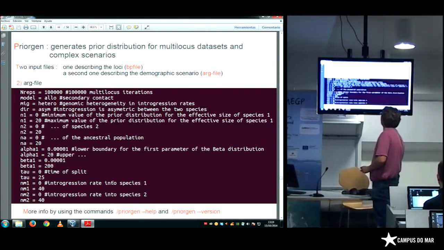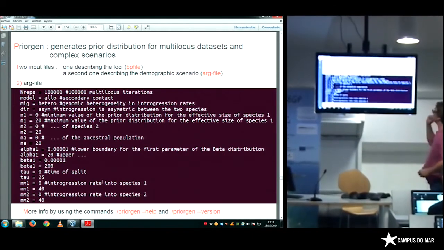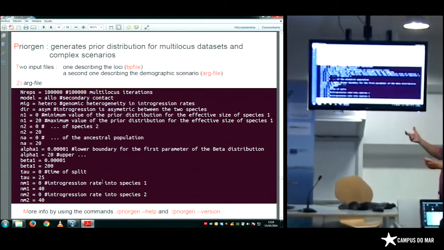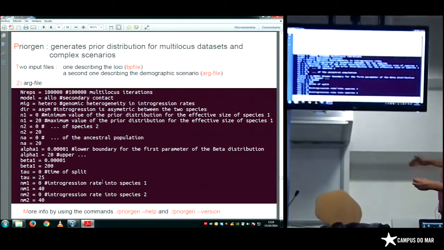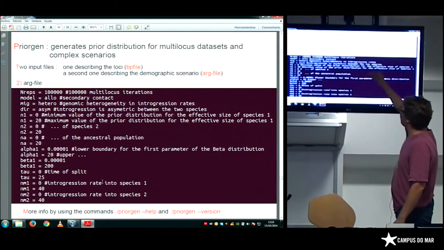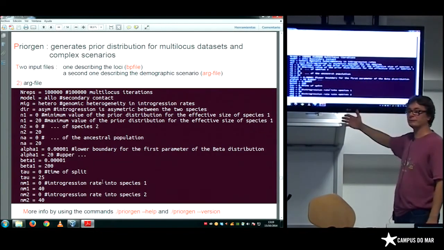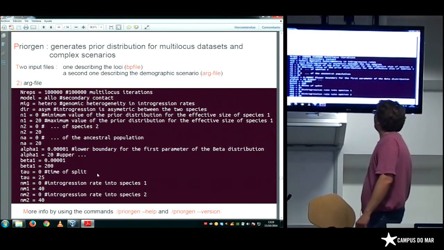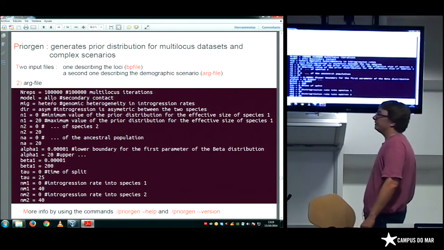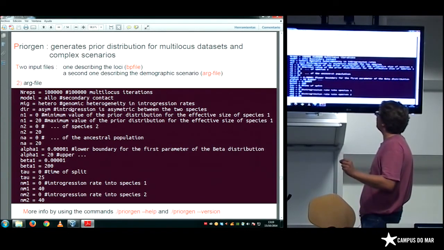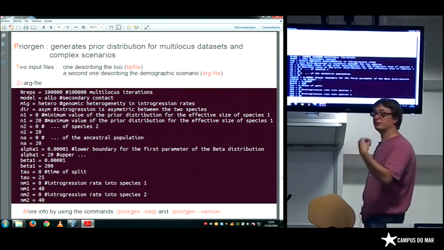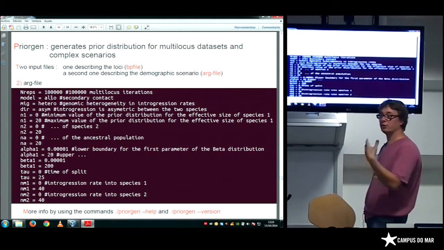And the other argument file is called the arg file. You enter all the characteristics of your model: the number of replicates you do, the number of simulations, the model chosen, the type of migration. So here it's heterogeneous gene flow. You can choose homogeneous gene flow.